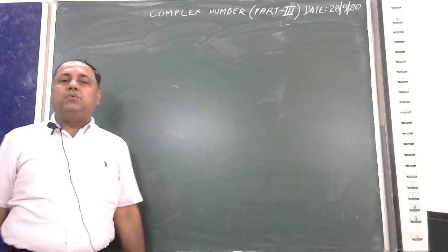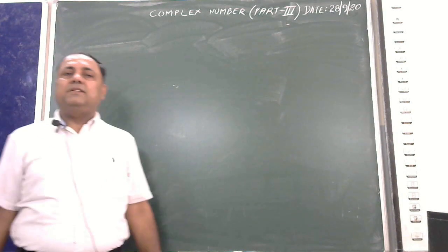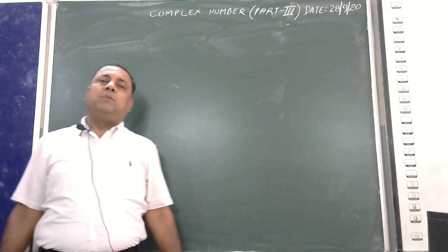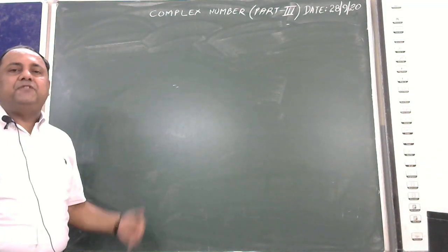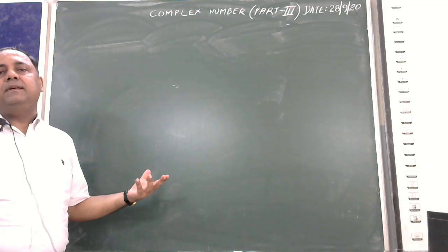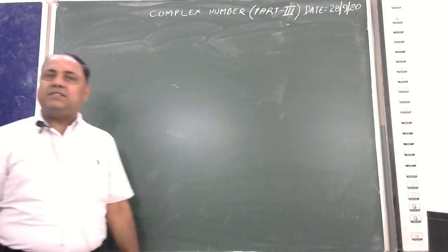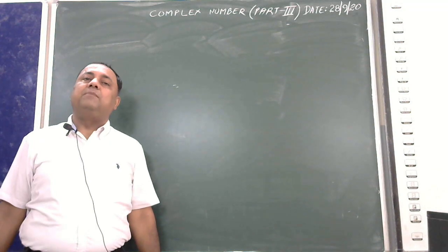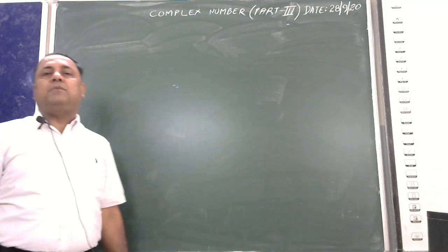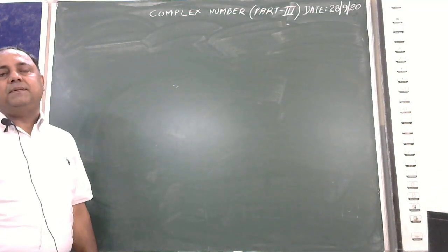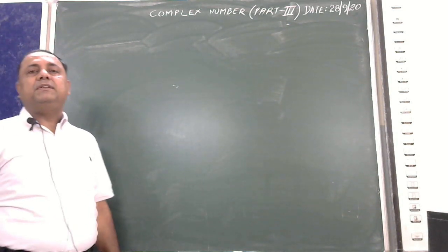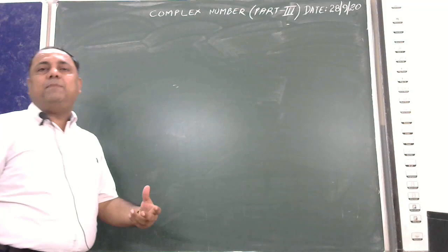In part 2, I discussed 4 very important aspects of complex numbers. The first was the conjugate, then the modulus, and the amplitude, and the modulus-amplitude form of a complex number. It is very important to know more about complex numbers.